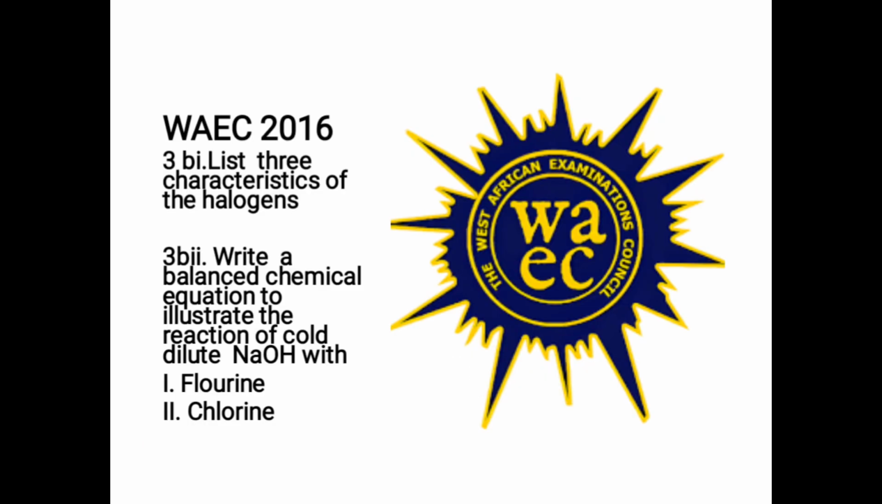Okay, let's look at some questions for this class. WAEC 2016, number 3B1 and 3B2. You have to list 3 characteristics of the halogens, and you have to write a balanced chemical equation to illustrate the reaction between dilute NaOH and fluorine, and then with chlorine. Can you make an attempt to answer this question? Please try to make an attempt to answer this question.